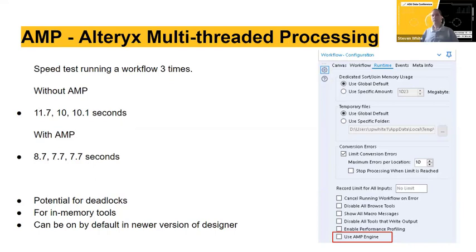Again, this option only applies to the in-memory processing. Any in-database tools that you have are not being processed by Alteryx, they're being processed by the database, and it's just sitting there waiting, so it can't speed that up. And in future versions of the designer, you'll have the option of having the AMP engine enabled by default, so you won't even have to think about it. It'll just run for any workflows that you build.